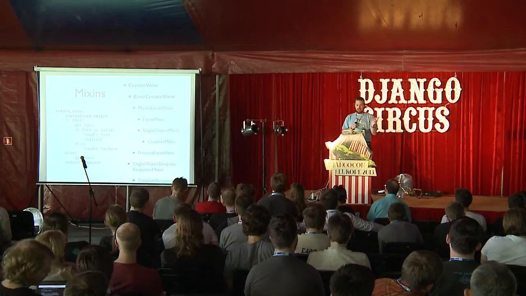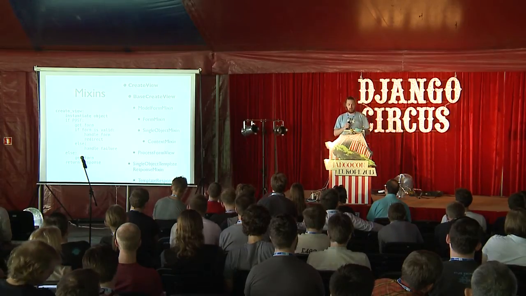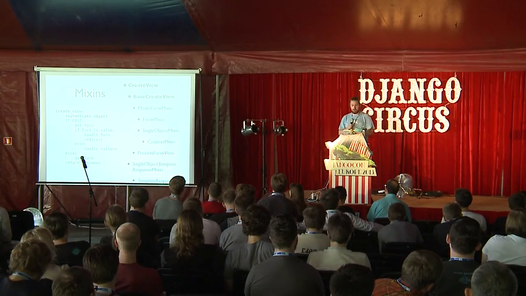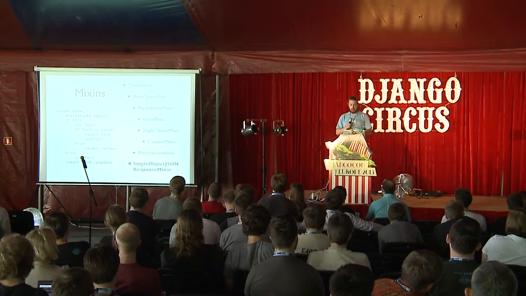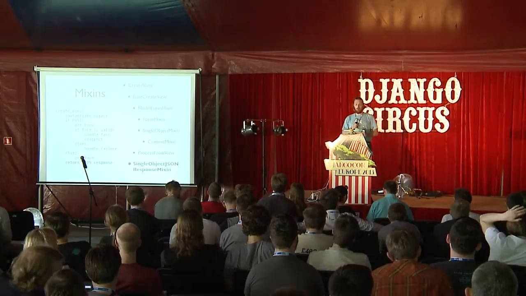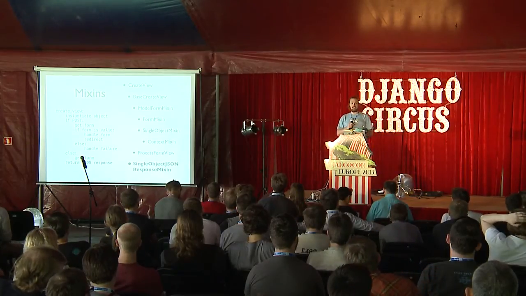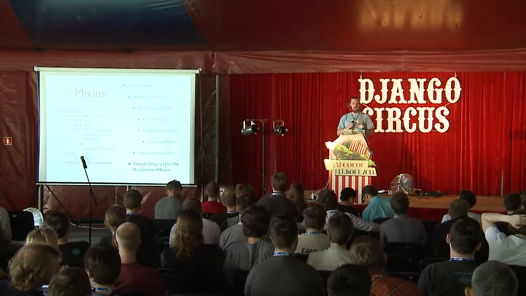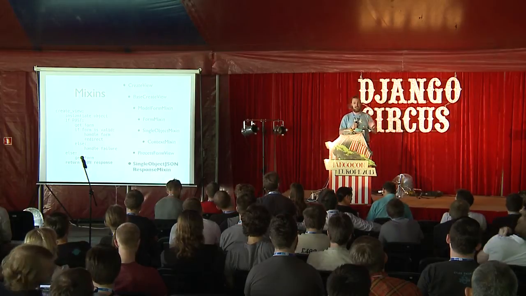Okay, so let's say we want it to be a create view, but we're not going to return a template response, we want to return JSON instead. Well, you just have to change the single object JSON response mix-in. You change that mix-in, and all of a sudden the logic that says how do I produce this response will start producing JSON instead of producing a rendered template.